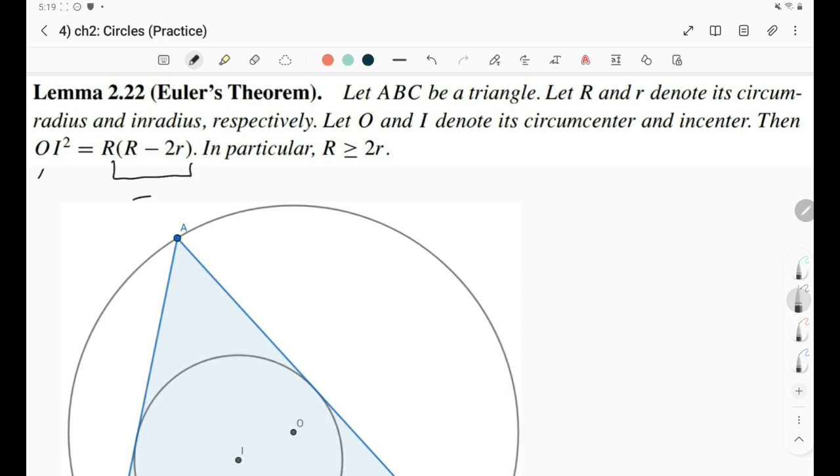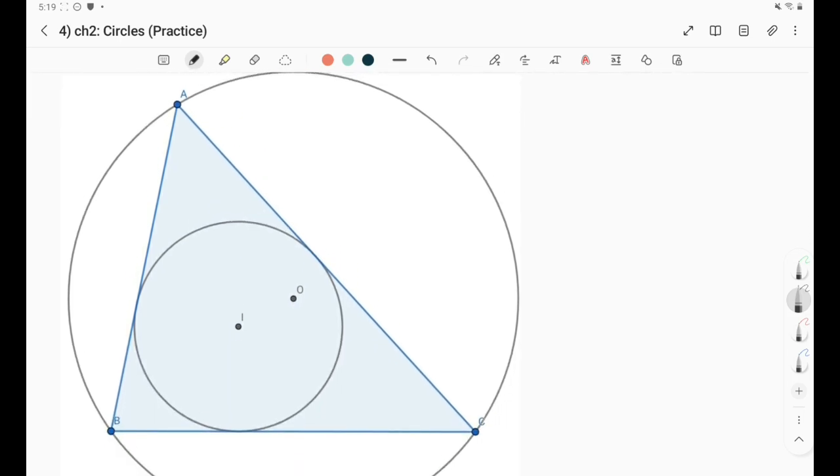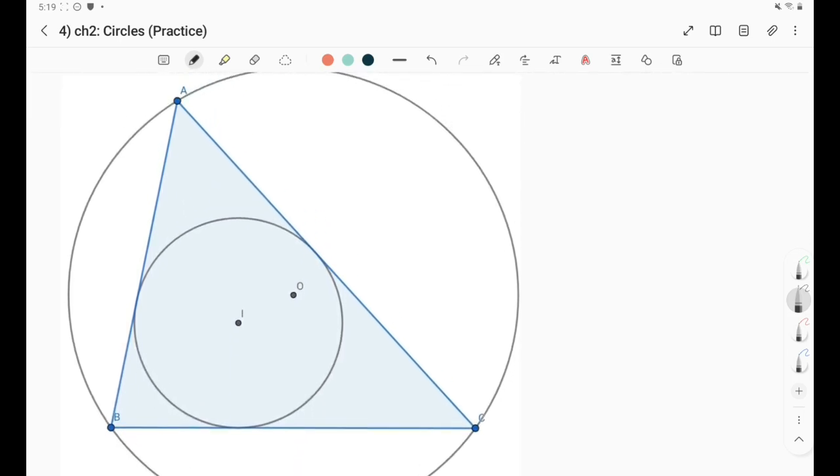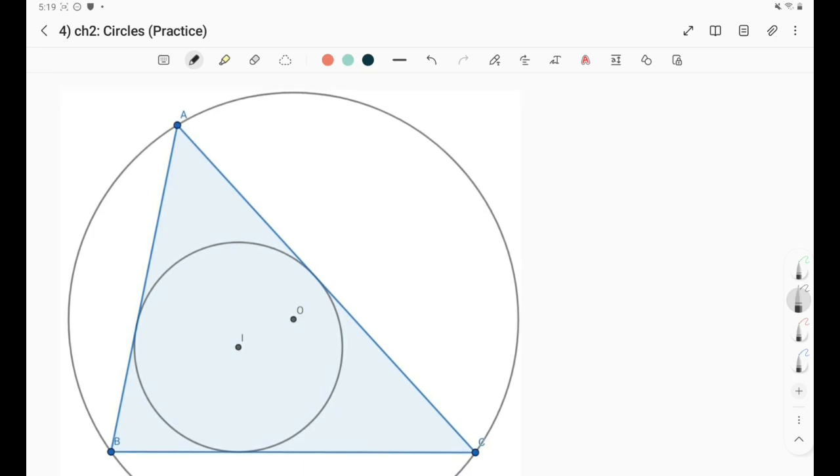If it's negative, then the length will be negative. So we have, of course, that it must be positive. Anyway, let's try to work with this question. To work with this question, as you can see, we don't really need to do anything, just some simple diagram, just a triangle ABC, a circumcircle with center O, and an incircle with center I.